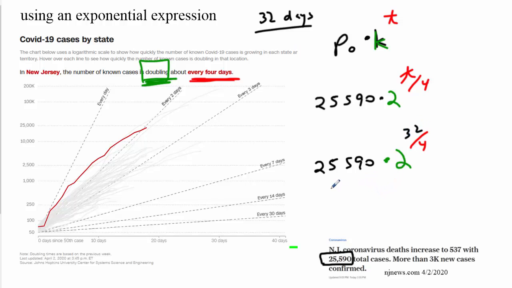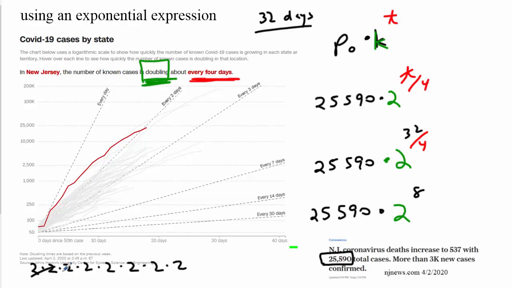Okay, 25,000 people being affected by a disease is a huge deal. What is even more startling is to think in terms of what happens over here, this doubling. 32 divided by 4 means that there's going to be 8 doublings of that value in a month. So that's going to be 2 to the 8th. Well, 2 to the 8th is going to be 2 times 2 times 2 times 2, 1, 2, 3, 4, 5, 6, 7, 8.